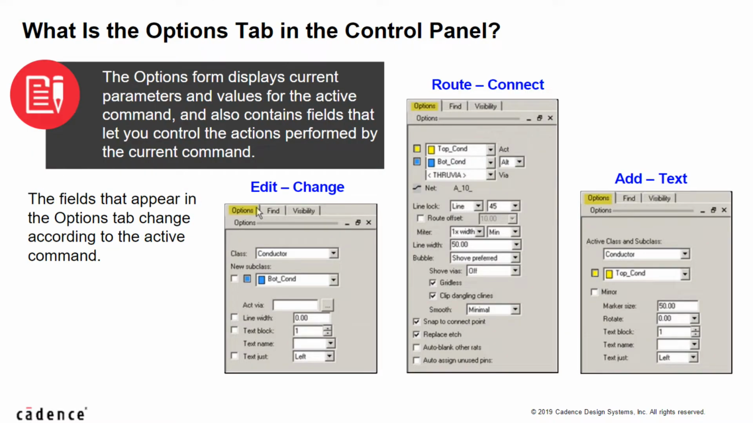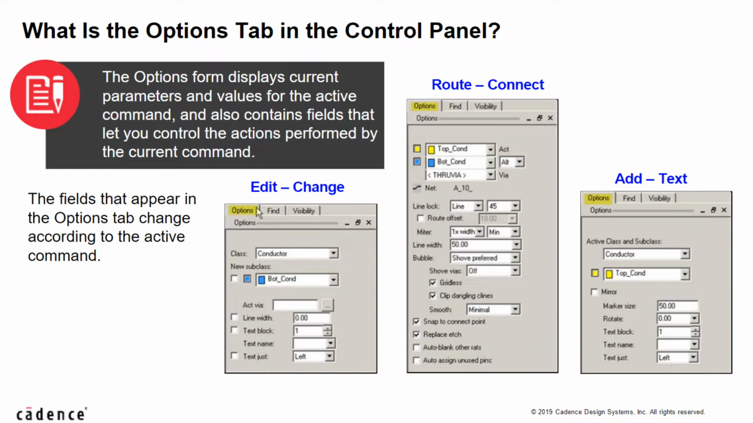The Options form displays current parameters and values for the currently active command and also contains fields that let you control the actions performed by the current active command. The fields that appear in the Options form differ according to the active command. When you choose an APD command, the Options tab changes to reflect the appropriate class and the default subclass. The parameters and values you set in the option form take effect immediately.